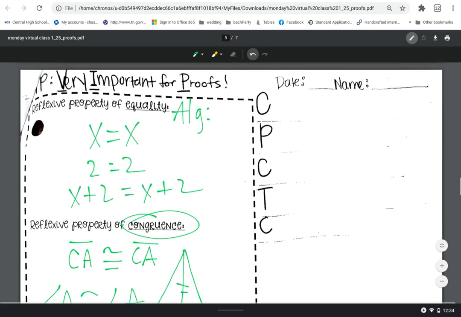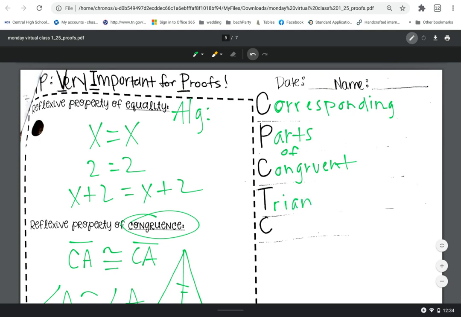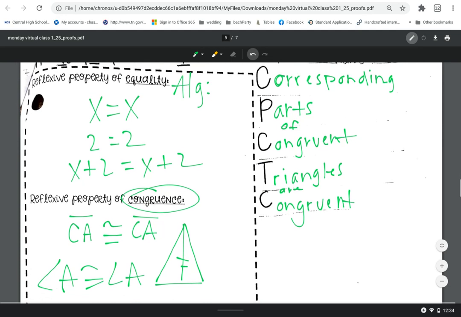All right, so this weird thing, CPCTC, what the heck is that? So that's corresponding parts of congruent triangles are congruent. You're like, didn't you just say congruent twice? That's weird. All right, corresponding.